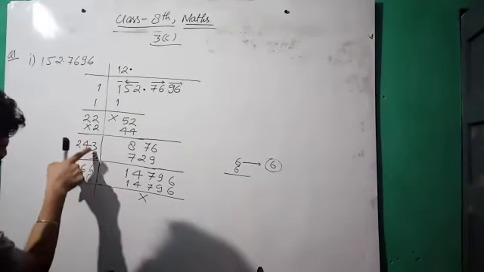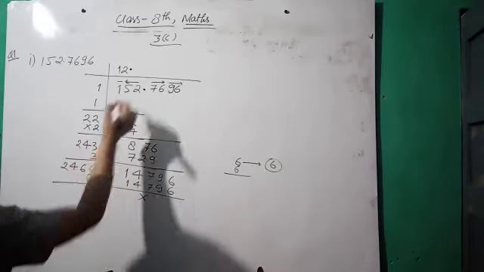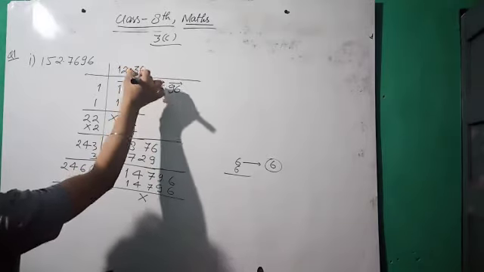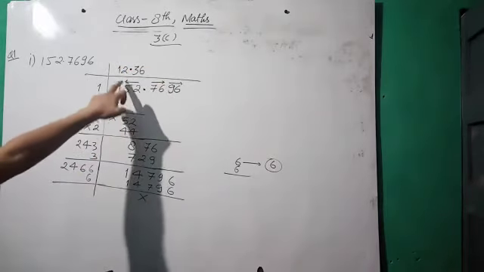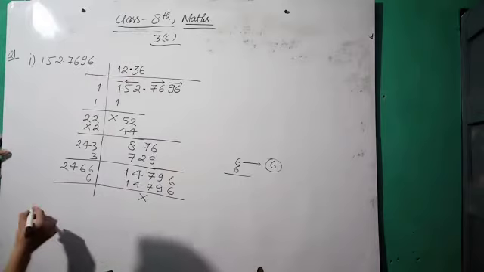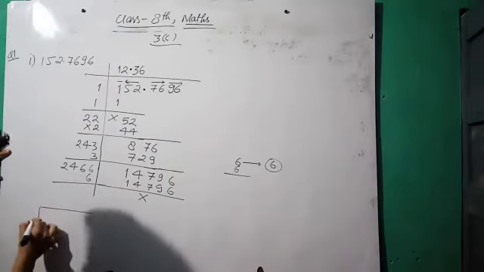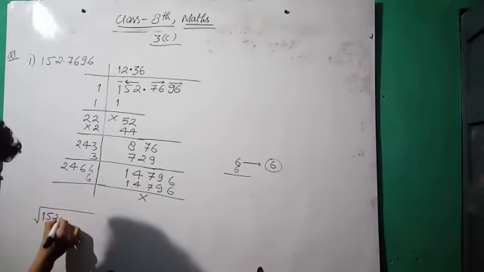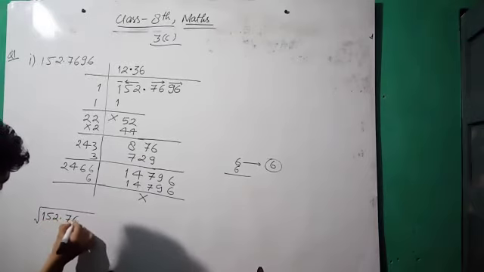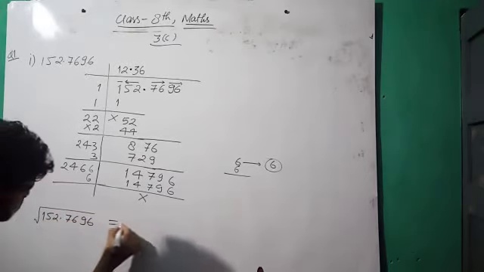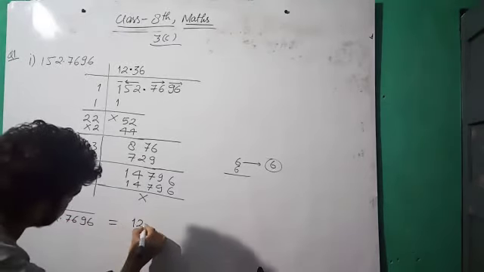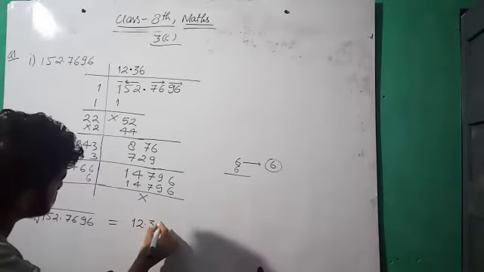After the point we have to add 3 and 6. So this is the square root of 152.7696, which equals 12.36.